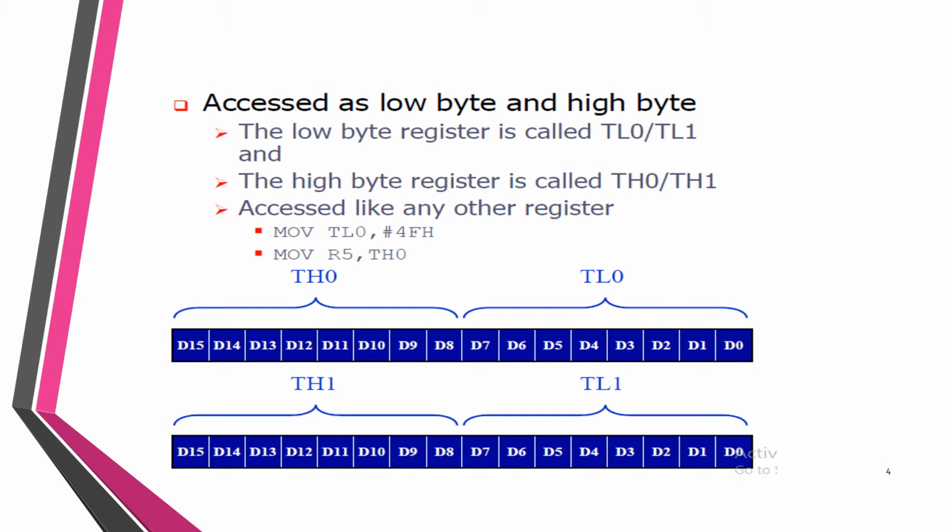So simply by loading the value in TL0 or TH0 or TL1 or TH1, we are going to operate and obtain the expected results. D15 to D0 is split in two parts. D0 to D7 is TL0. In the same fashion for timer 1 also, D0 to D7 is TL1, and the upper side is TH0 and TH1.